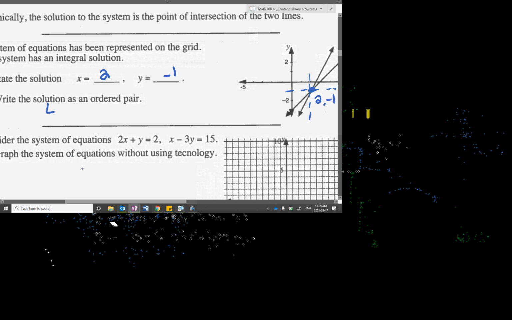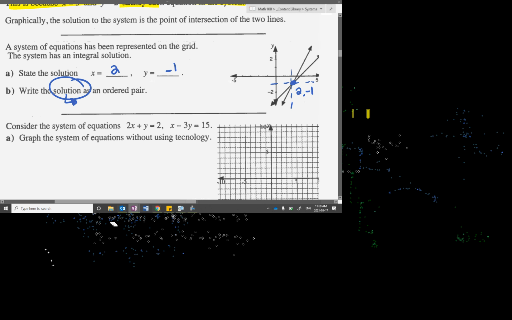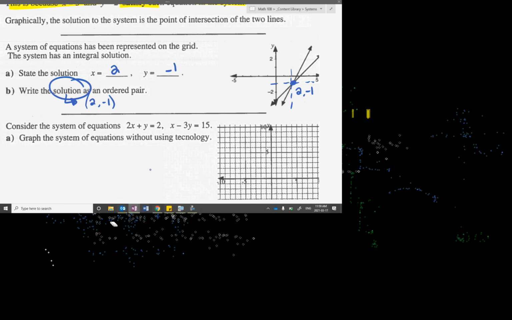So the solution, keyword, to this system of equations, which are the 2 lines, which we don't know what the equations are here, but we know the graph of them. The solution's at the point 2 and -1. So wherever they cross, that's your solution point.